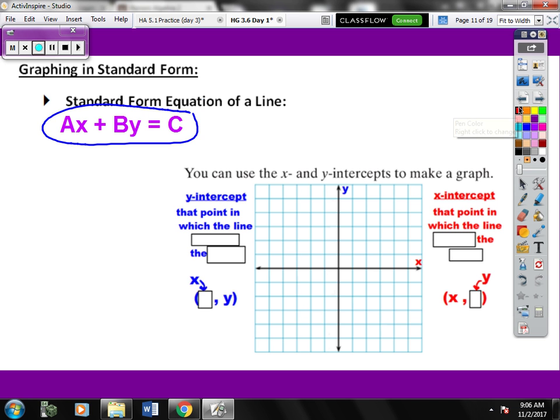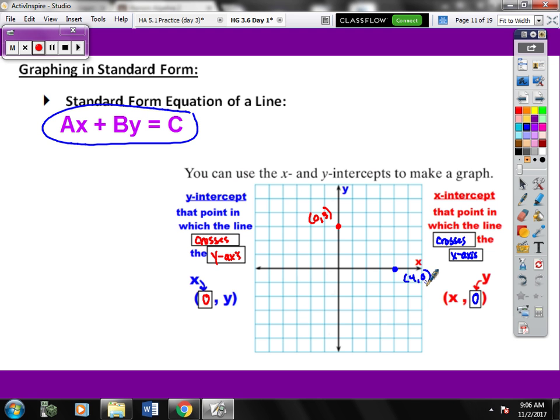Just like we talked about on the front, the y-intercept is the point in which the line crosses or intersects the y-axis. And that occurs when x is 0. So for example, let's say (0, 3) would be my y-intercept. Just giving an example. Then the x-intercept is the point in which the line crosses the x-axis, and that occurs when y is 0. So let's say this occurs at (4, 0).